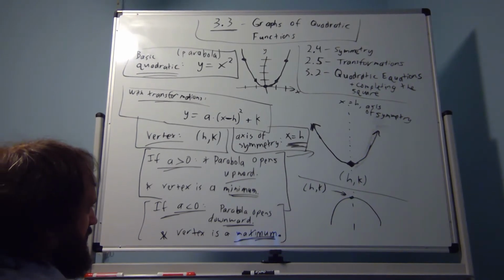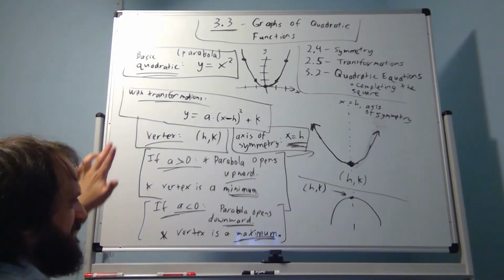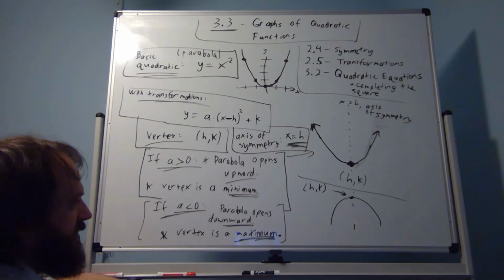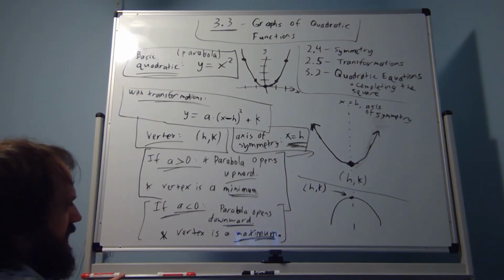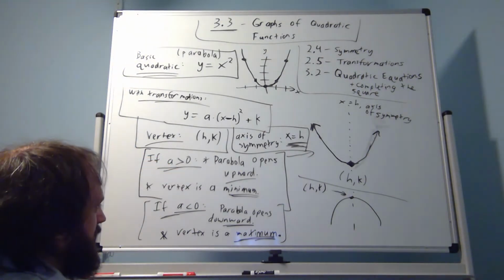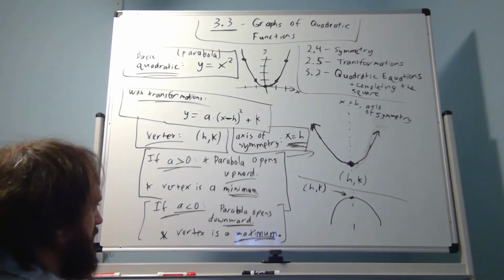So one of the classic applications of this is acceleration due to gravity. You throw a rock upwards into the air, it goes up for a bit, it slows down, and then it falls. It reaches a maximum. So a being negative means that gravity accelerates it downward, even if it's initially going upward, and then it goes as high as it's ever going to go, and then it comes back down.